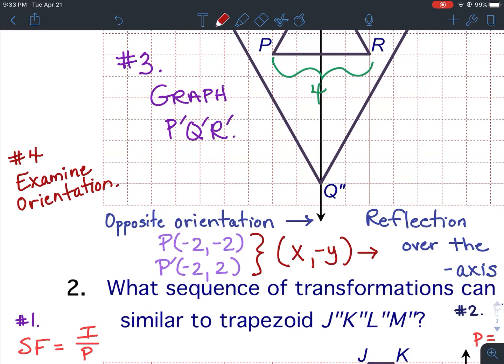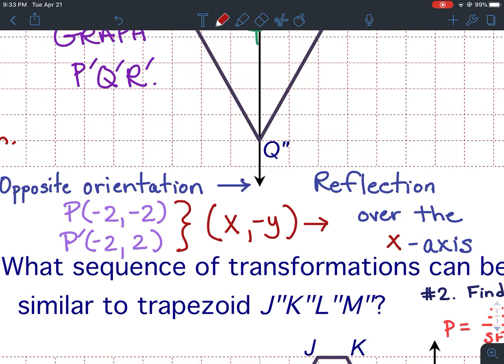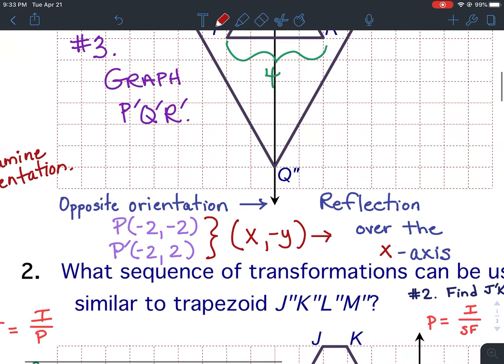Well, if you remember from the notes, when you have a reflection over the x-axis, the x stays the same and you take the opposite of y. A reflection over the y-axis means that the y stays the same and you take the opposite of x. Since the x stays the same here, this is going to be a reflection over the x-axis. So make sure you get down that this is a reflection over the x-axis.